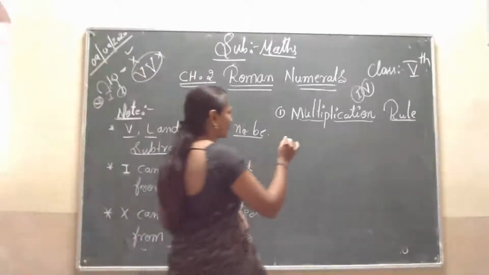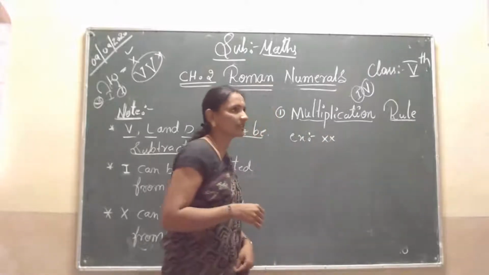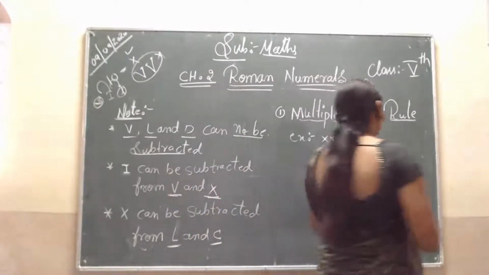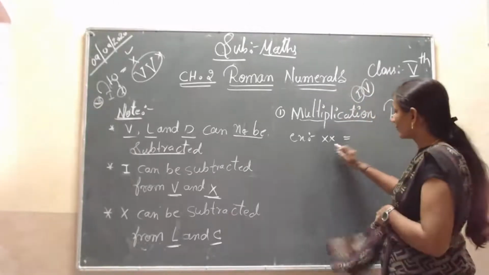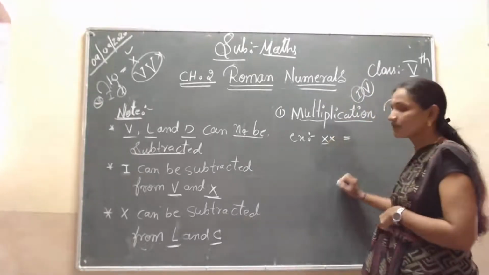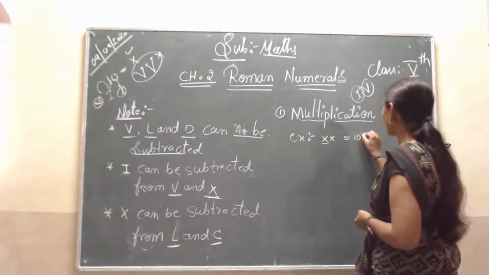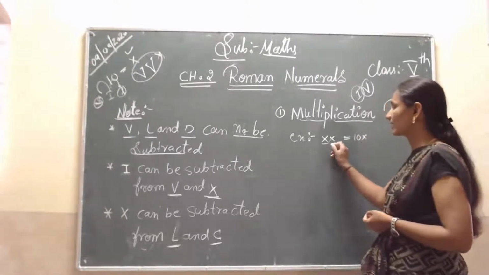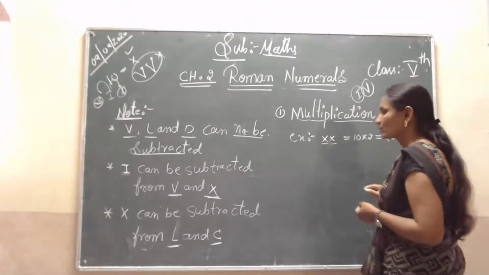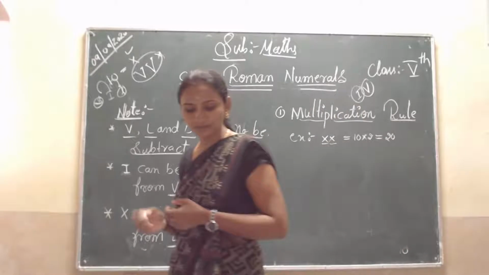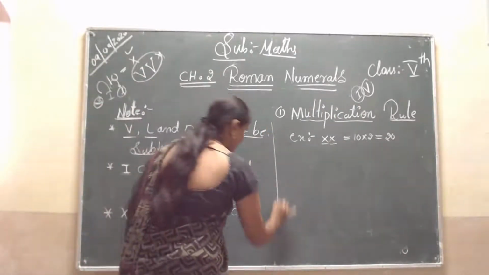For example, X. How many times is X repeated, students? That is 2 times repeated. What is the value of X? The value of X is 10, and it is repeated 2 times. So 10 into 2, that is 20. Yes, this is an example of multiplication.